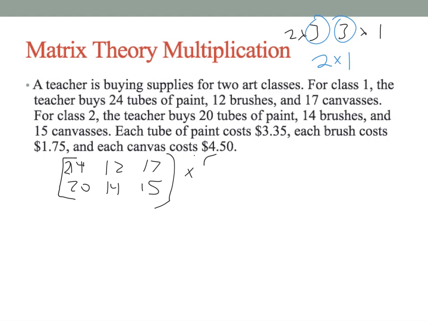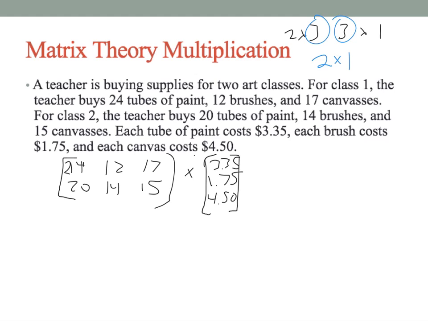times a 3x1. So 3.35, 1.75, and then 4.50. All right, and there's the proper setup. A lot of times with these word problems, that is going to be the most challenging part, especially if you've gotten the multiplying pattern down at this point. But let's do some more practice with that.